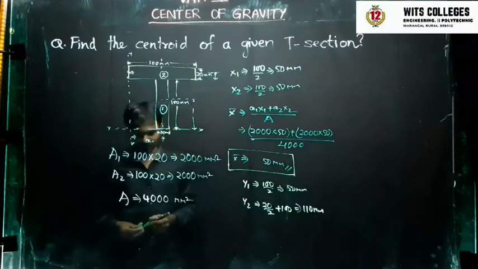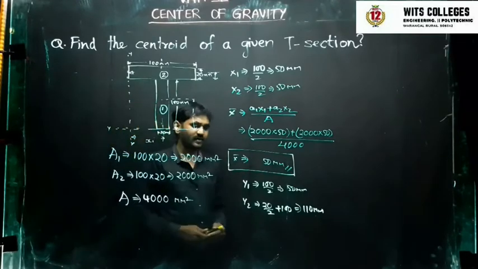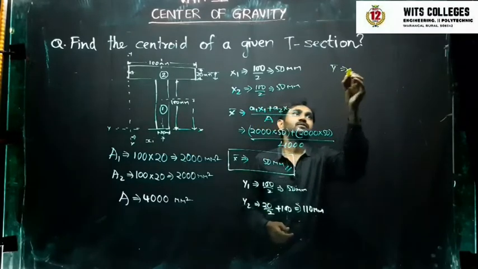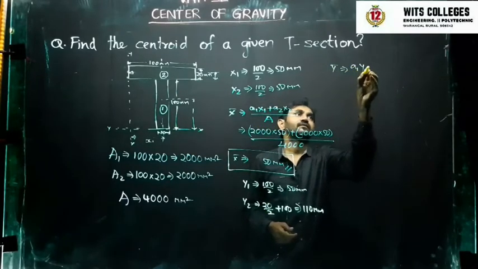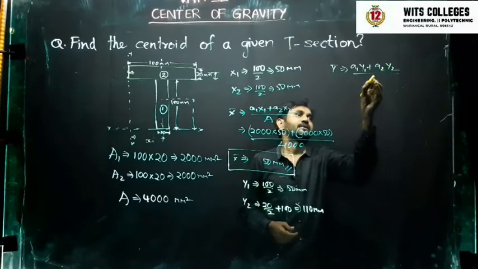110 mm. Now I got y1 and y2 also. Now I can go for the y bar formula. So what is the y bar formula? Y bar equals (a1 y1 plus a2 y2) by capital A.